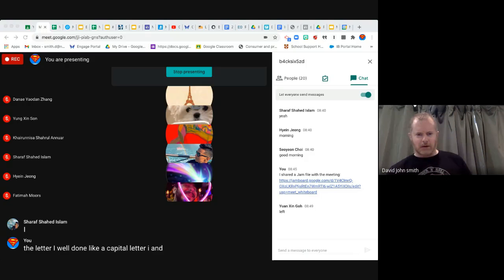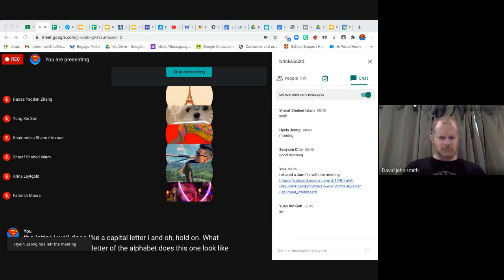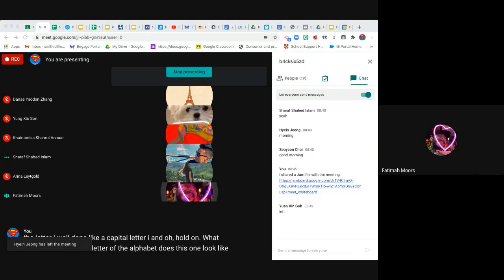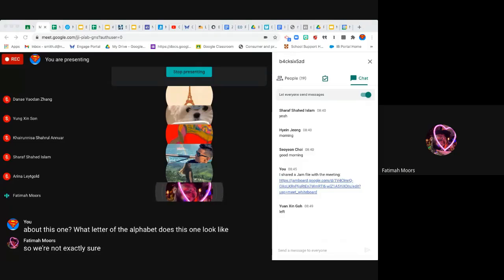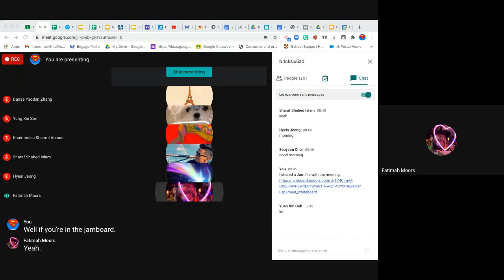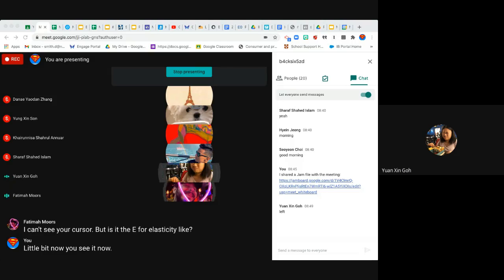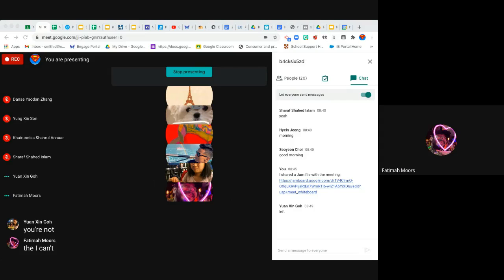And, oh, hold on. What about this one? What letter of the alphabet does this one look like? So we're not exactly sure what you're pointing at. Well, if you're in the Jamboard? I can't see your cursor, but is it the E for elasticity? You're not sharing the screen, so we can't see your cursor. Well, if I draw it then. We're not looking at the right screen. Does that appear now? Yeah, that works. All right.